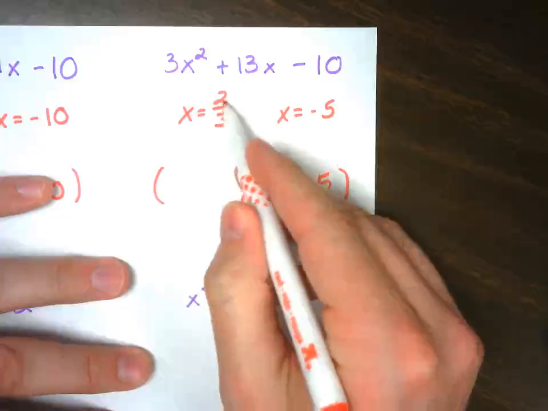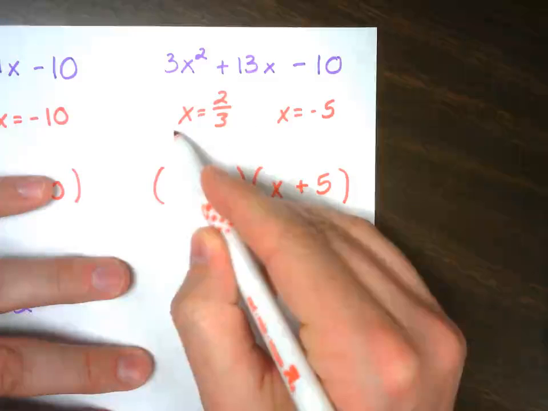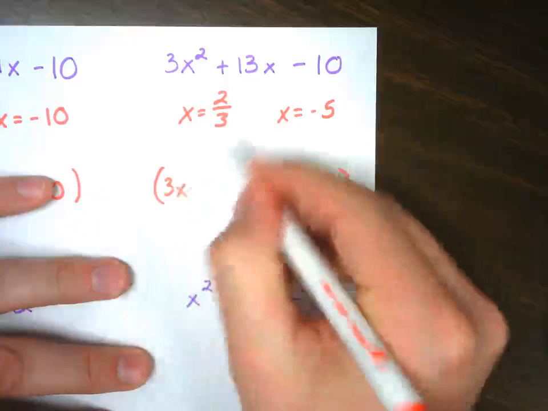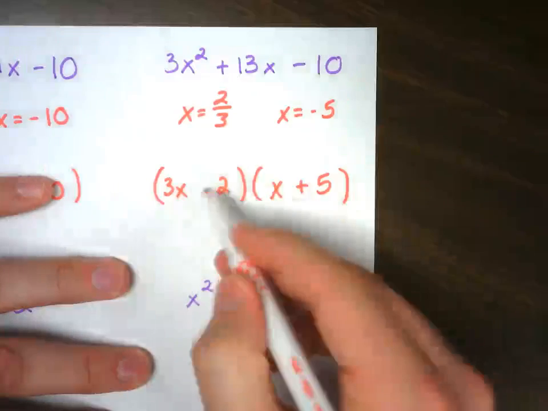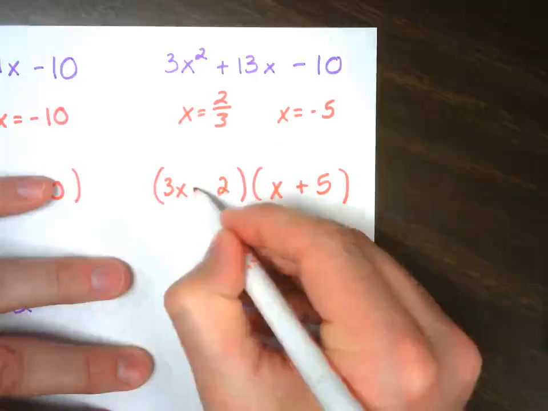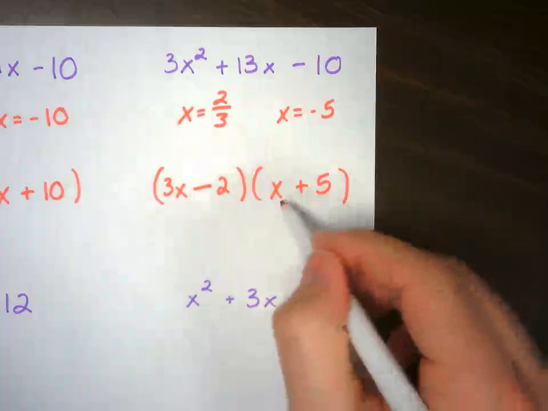And then here we have 2 over 3. That 3, remember, fraction moves to the front, so that'd be 3x, and then I bring the 2 down, and that was a positive 2 over 3, so this is going to be a minus. So it's 3x minus 2, x plus 5.